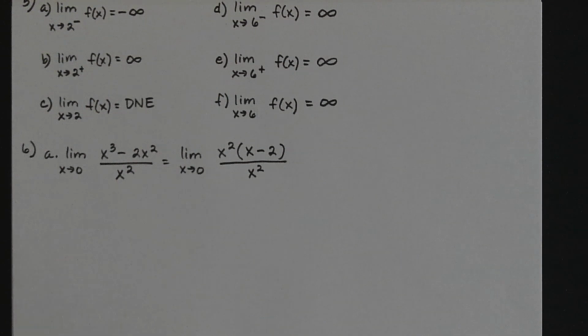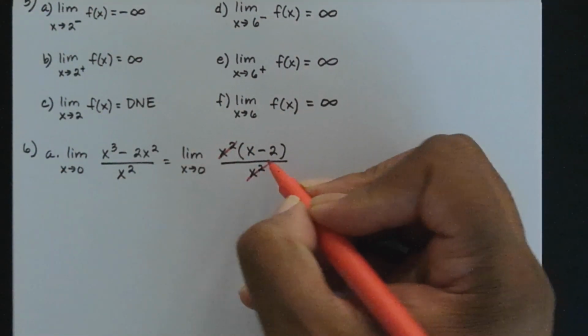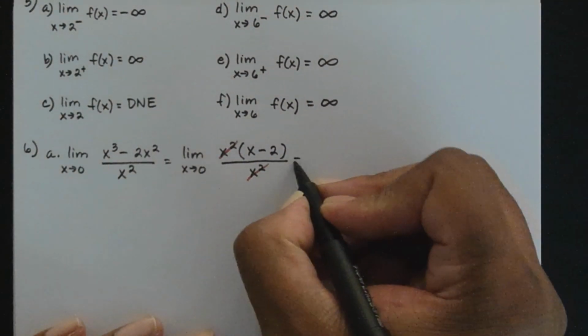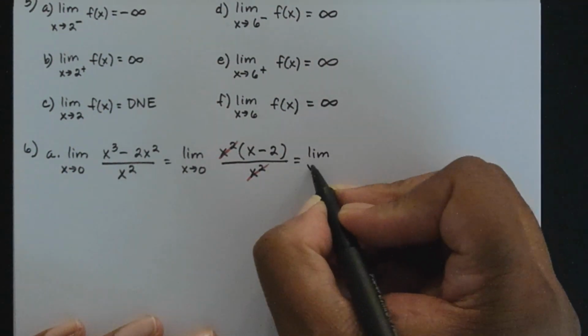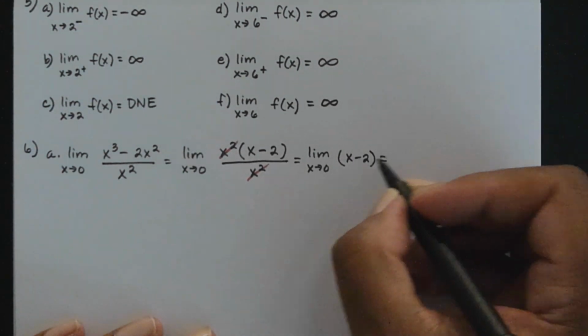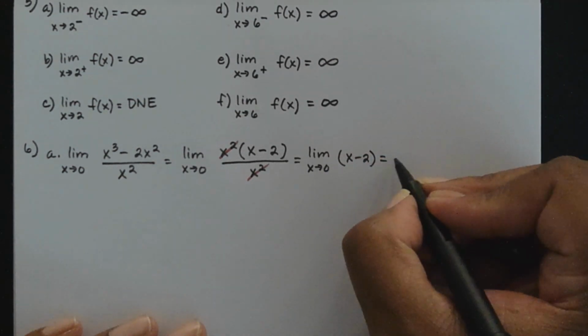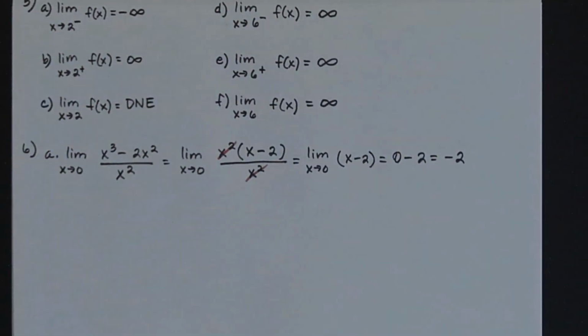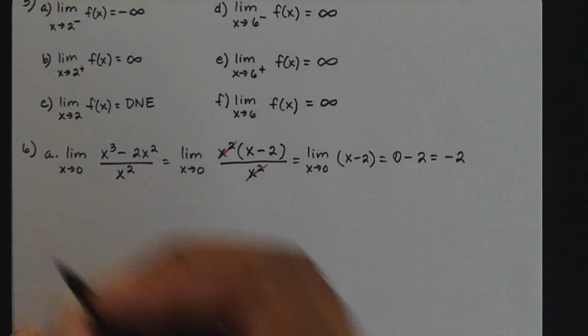All right, so as long as x squared does not give me a 0 in the denominator, I can divide that out and take the limit as x approaches 0 of x minus 2. And of course, here we can just use direct substitution, so it'll be 0 minus 2, which in this case is negative 2. Are there any questions about part A?